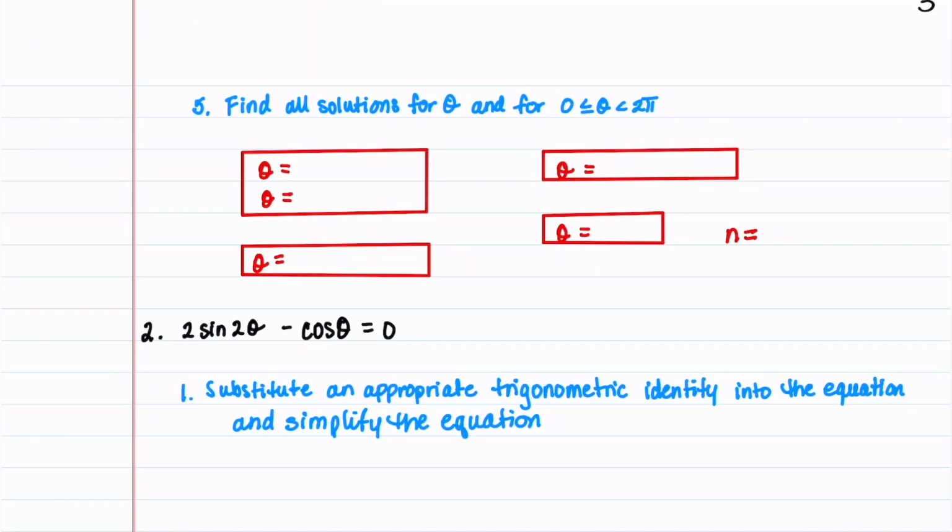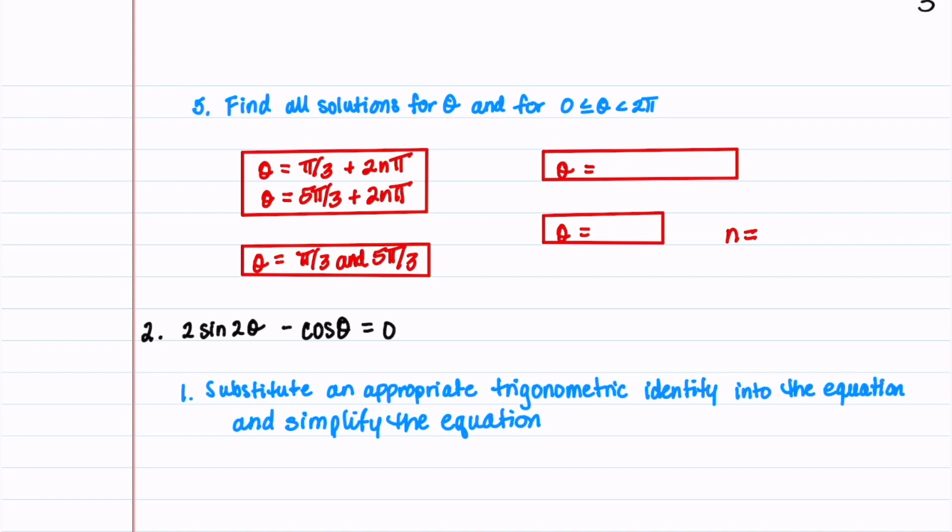Let's now find all solutions for theta. From our first equation, we found that theta was equal to pi over 3, and for all solutions, we add on 2n pi. And then we also had 5 pi over 3 plus 2n pi. Between 0 up to 2 pi, theta is equal to pi over 3 and 5 pi over 3.